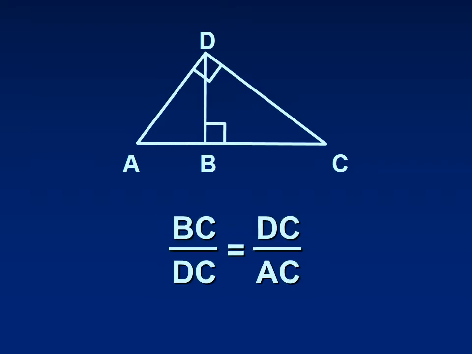We can also do it this way. BC, so our short segment, over DC, the hypotenuse, is equal to DC, the hypotenuse, over AC, which is the entire thing.